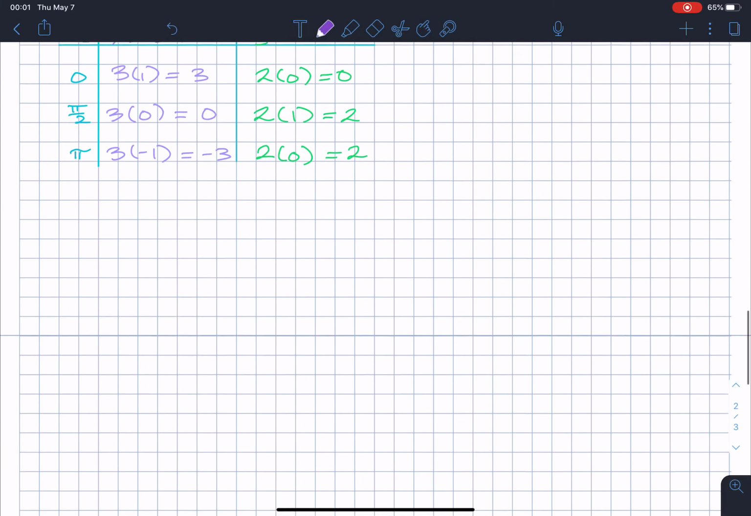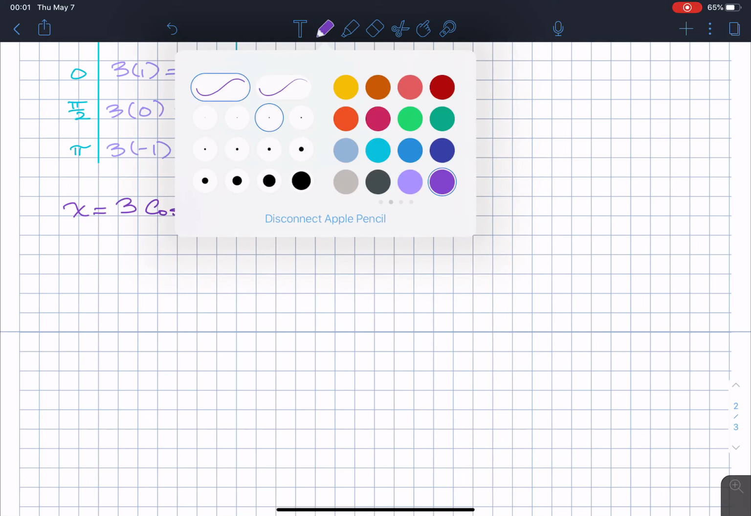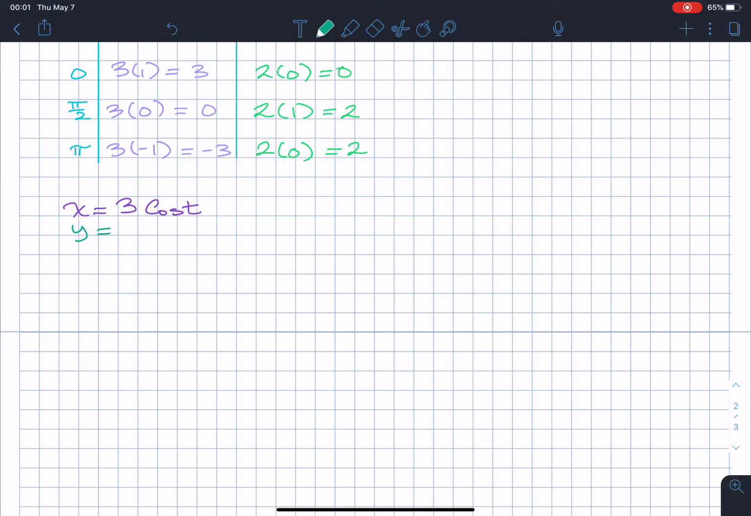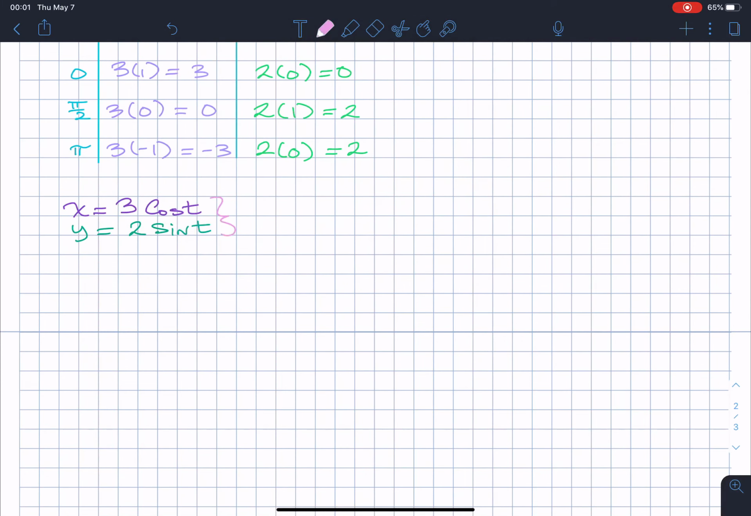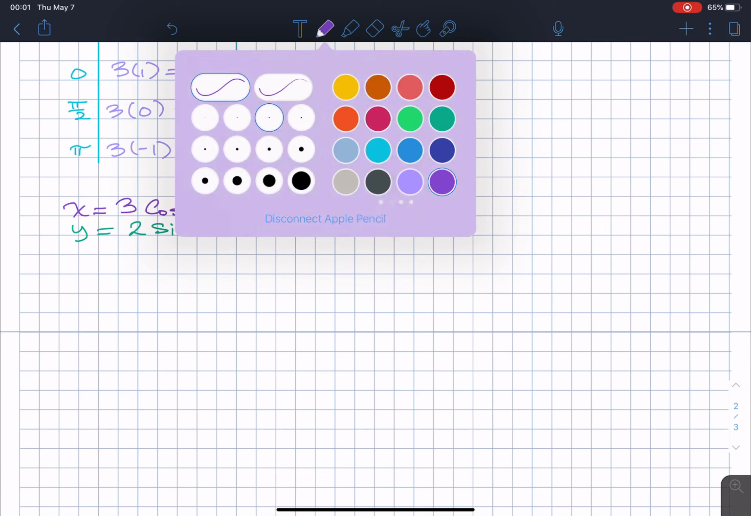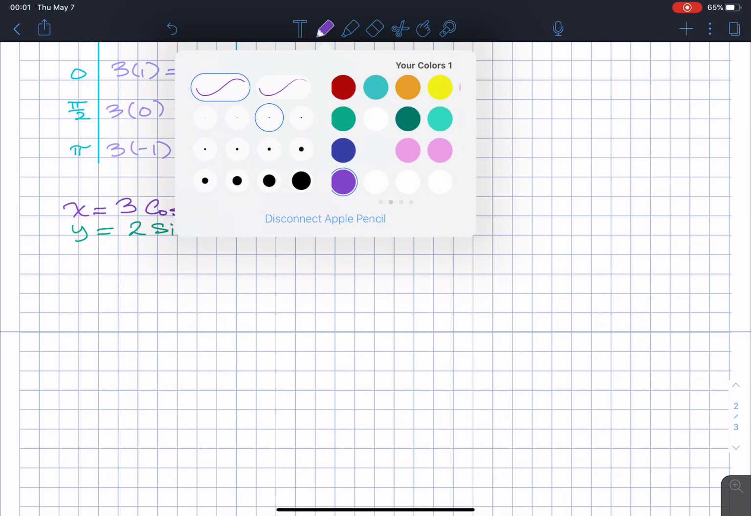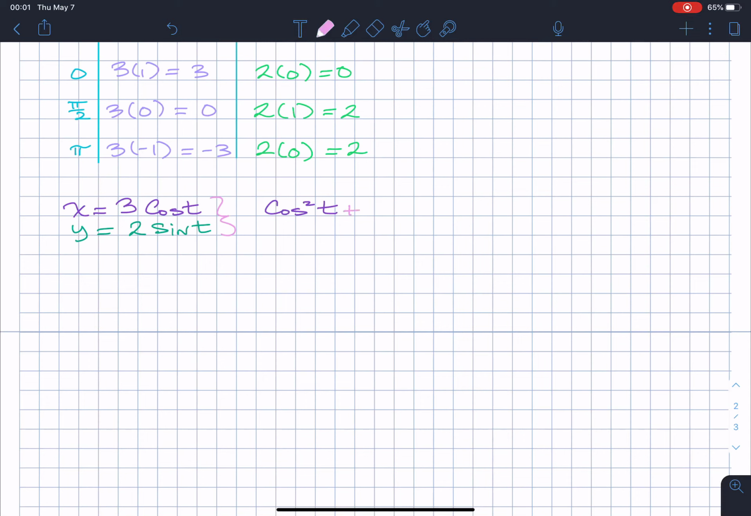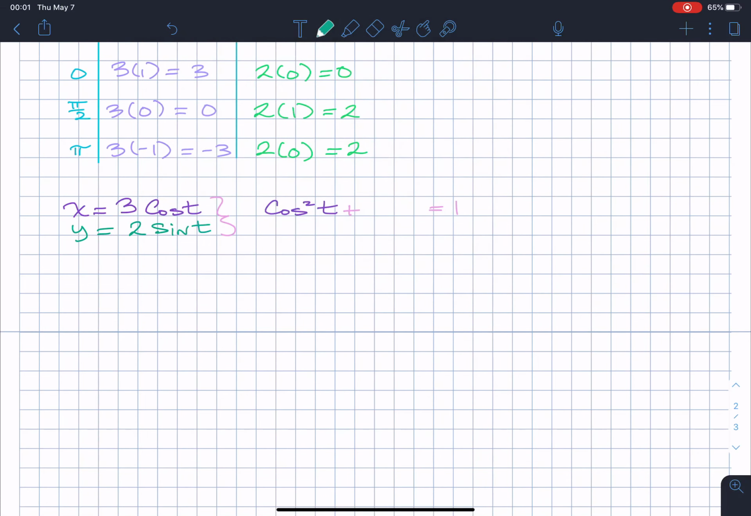So we have that x is 3 cosine of t, and we have that y is 2 times sine of t. So the Pythagorean theorem, I know, is going to be cosine squared t plus sine squared t is equal to 1. That's my main Pythagorean identity.